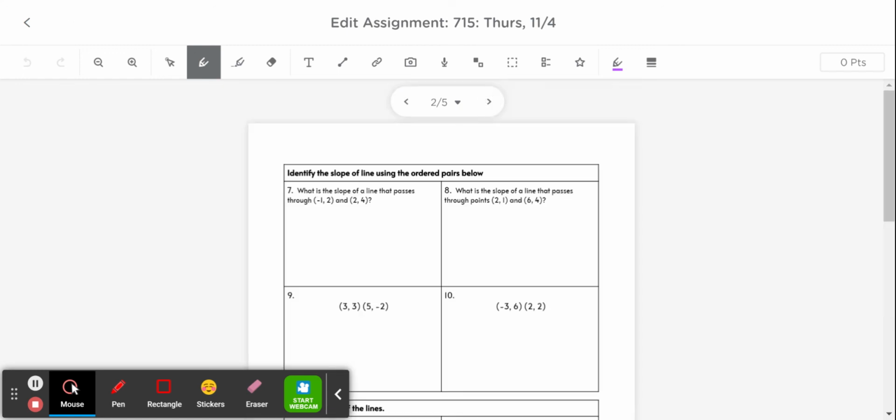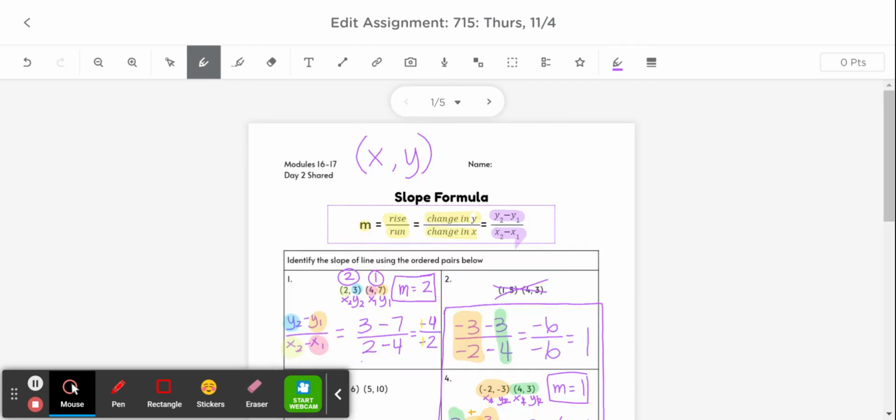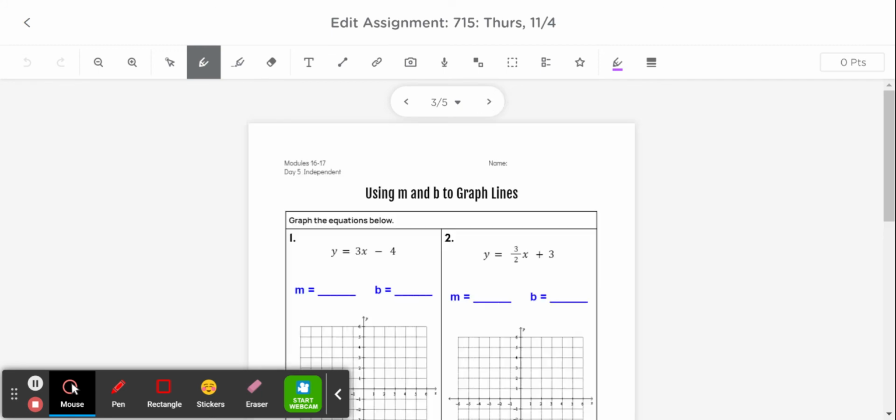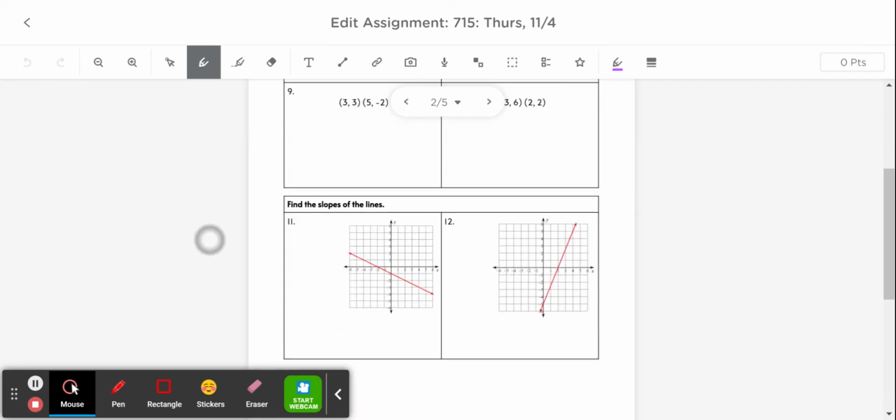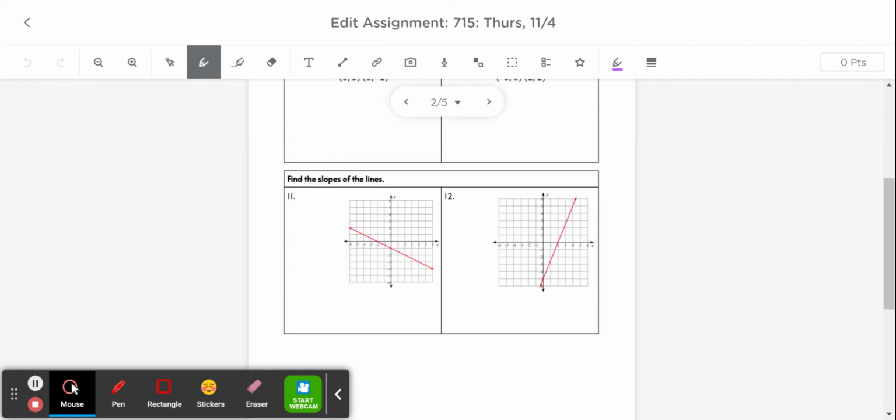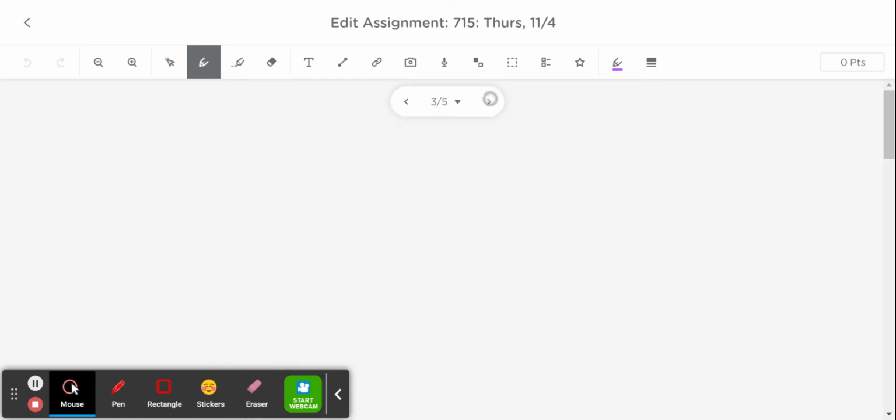On slide 2, there is the same exact thing. The questions in numbers 7 and 8 say, what is the slope of a line that passes through, and then it gives you the 2 points. That is the same thing that we were just doing. I just didn't have the questions. And then there's also a graph at the bottom like we practiced yesterday. I'm adding slide 2 as part of your independent.